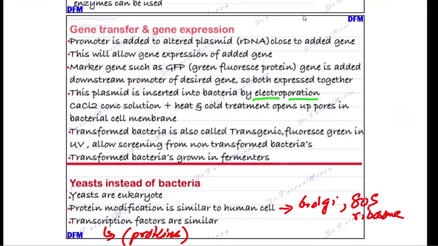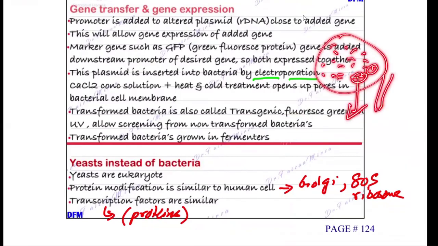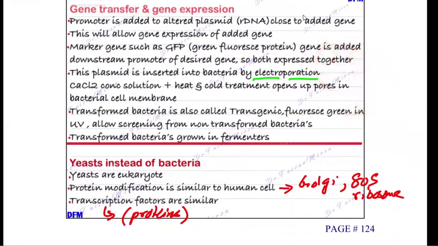The plasmid is inserted back into the bacteria using a process called electroporation, in which you place the bacteria in a calcium chloride solution. You give it a heat-cold treatment that opens up small pores so this particular plasmid can go inside. Once the bacteria has been transformed, you place it in a UV chamber so you can see which ones are fluorescent green. For example, there are so many bacteria in this view field of the microscope, and then there are these few which are fluorescent green. These are the ones that have taken up your gene. So we take out those, place them in a fermenter and grow them.